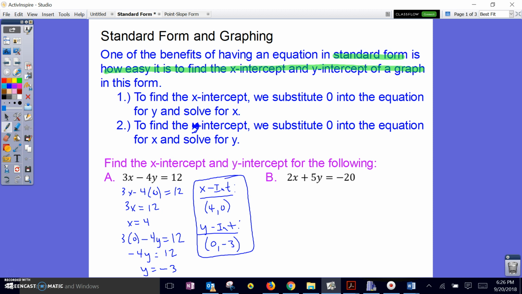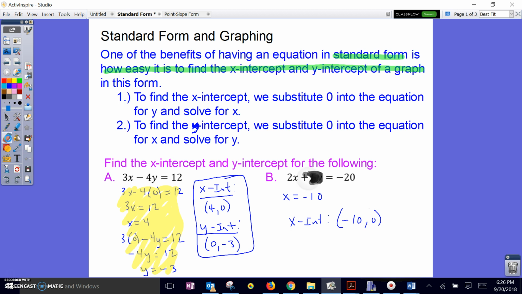Now, in all honesty, all of this work over here that I just showed, I'm really not ever going to do any of this, or show any of this. Instead, what I'm thinking is, when I have an equation like 2x plus 5y equals negative 20, and I'm trying to find the x-intercept, I'm just going to get rid of the y's, and that gives me 2x equals negative 20. I divide both sides by 2, and I get x equals negative 10. And so my x-intercept is going to be negative 10, 0.